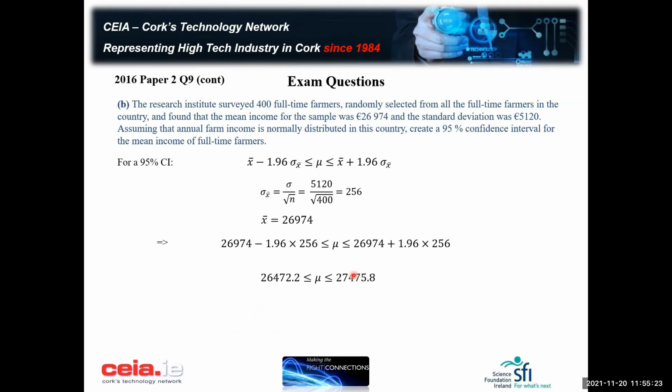Okay, still on 2016, question 9. It's quite a long question. Here, part B. Again, reading the question, you'll quickly see that they're talking about a survey, which is a sample of 400. So we're talking about inferential statistics, and we're making inferences about means again here, not proportions, but means. So we're in the territory of using the central limit theorem, and a 95% confidence interval tells you you can use the empirical rule as well.